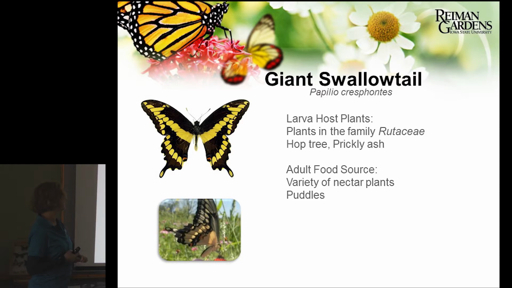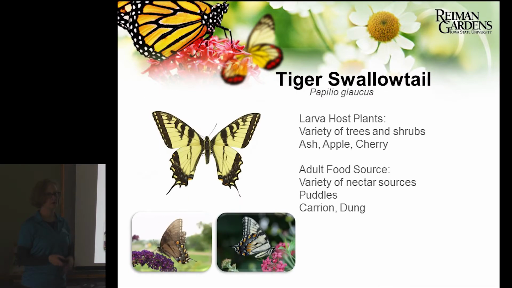And the next butterfly is the tiger swallowtail. And I like to distinguish the two by saying the giant swallowtail is black with yellow spots. And then as you'll see in the next slide, the tiger swallowtail is yellow with black stripes. And then on the inside, a little more yellow, but very similar to what the top of the wings look like. These butterflies use hop tree or prickly ash as a host plant, and they like to nectar on a variety of plants.